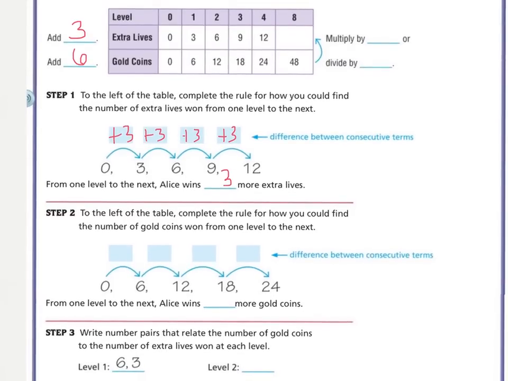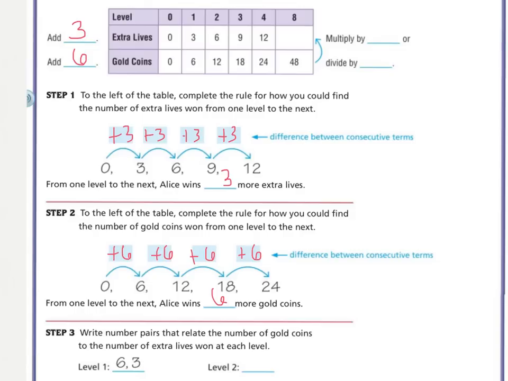Step number 2 is the same step for the coins. You look, 0, 6, 12, 18, what do we do? We're adding 6 to each of those. Again, this was information that was given to us. You're adding these numbers based on the story problem. So from one level to the next, she earns 6 more gold coins.